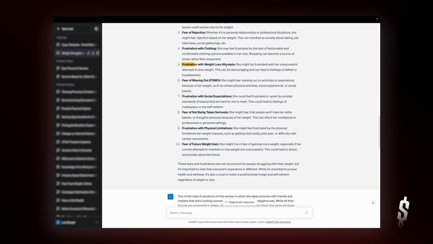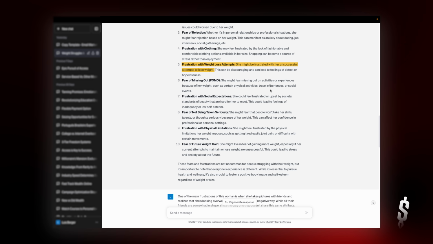And then frustration with weight loss attempts. She might be frustrated with her unsuccessful attempts to lose weight. It's a very real one. Pretty much every single person who wants to lose weight has tried to lose weight before and has failed. So it's a very good one to lead with as well and say, that's why every single time you tried to lose weight, you weren't successful with it. It's because of that. By using this argument, you're implying that you know that people have tried to lose weight before and they have failed to do so. And they go, oh, this guy really understands what I'm going through. So he must know what he's talking about and he must have a solution for me.